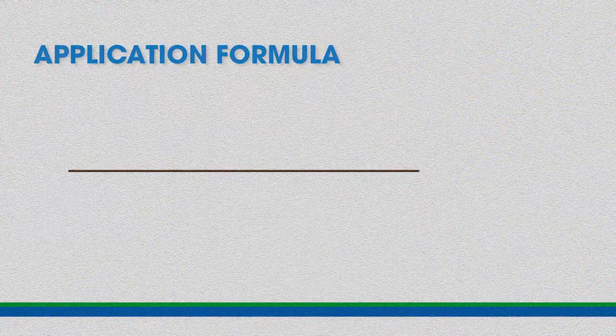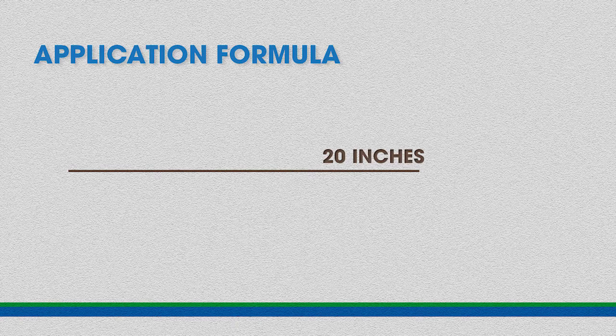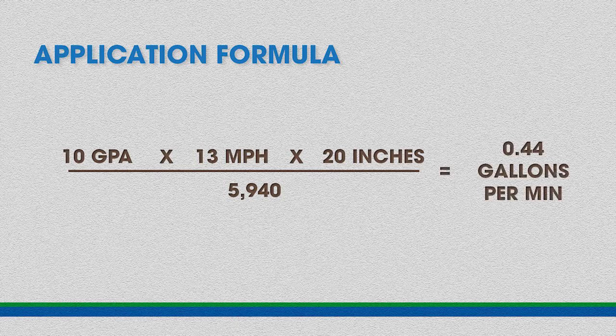In this case, we have nozzles on 20-inch centers. They're 20 inches apart. We're applying 10 gallons per acre. And our initial sprayer speed in this example is 13 miles per hour, traveling a little bit faster. If we do that same calibration formula that we used earlier, we determine that we need a flow rate of 0.44 gallons per minute. Again, go to our nozzle catalog.